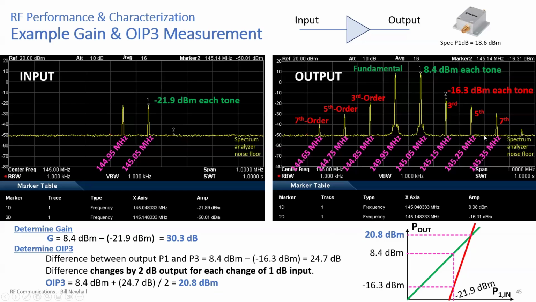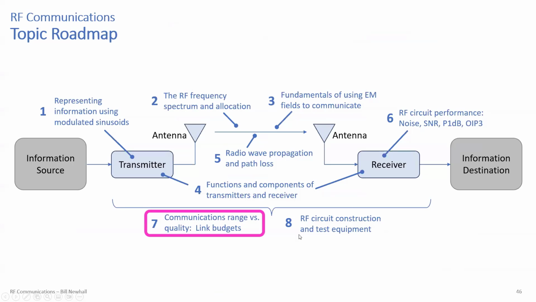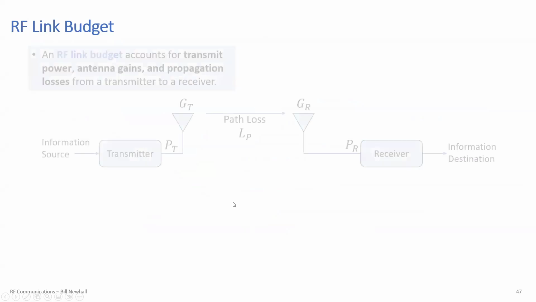All right, let's take a look at link budgets. We started this conversation about RF saying we really care about communications range and communications quality, and that's where link budgets come into play. Let's talk about an RF link budget. So this is what it is.